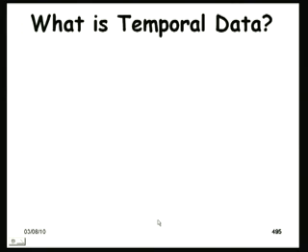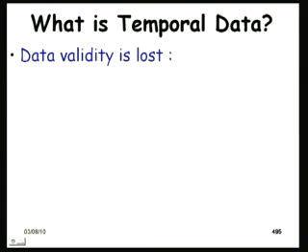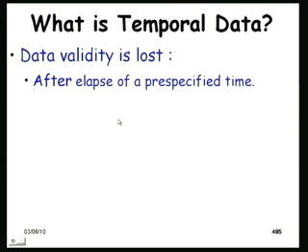Now, let us see what is temporal data, because we said that the data characteristics are a major difference with respect to the traditional databases. A temporal database is one where the data validity is lost after a lapse of some time, whereas in a traditional database, the data continues to be valid for a long time. Now, let us try to understand this definition of how the data validity is lost after a lapse of some time through some examples.